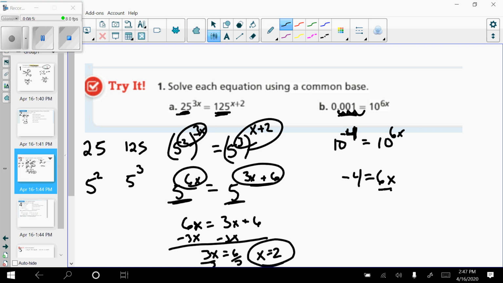Divide by 6, divide by 6. Negative 2/3 equals x. Just reduced it.